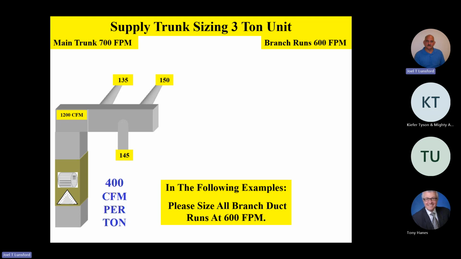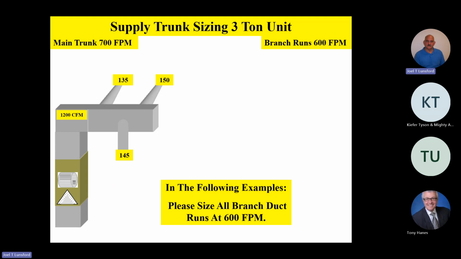So Manual D recommends, before you have to transition down, that they allow up to 40% of your air before you have to transition down in that duct section. However, we find that most contractors, after 2 or 3 runs, will go ahead and transition down.